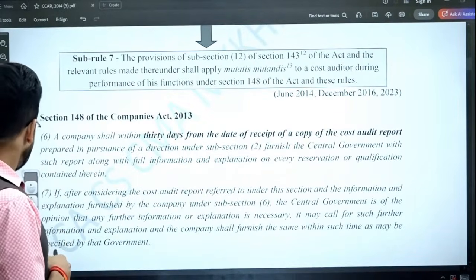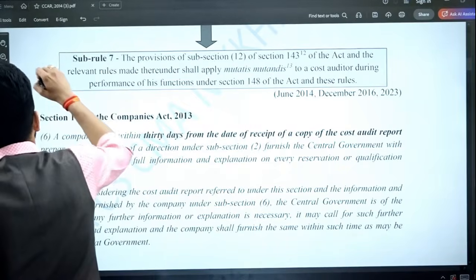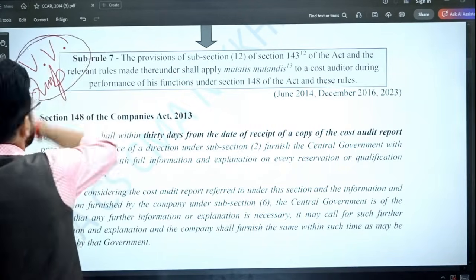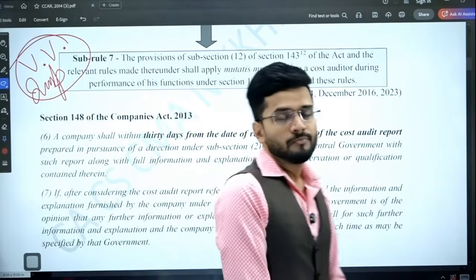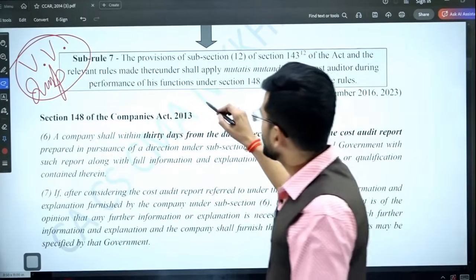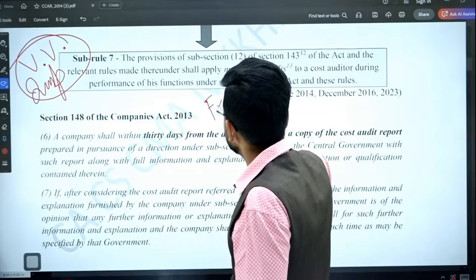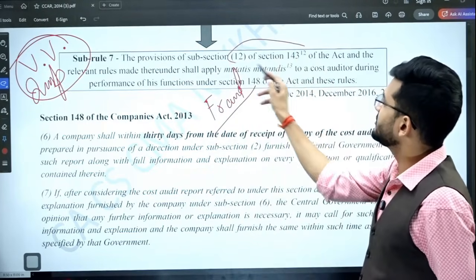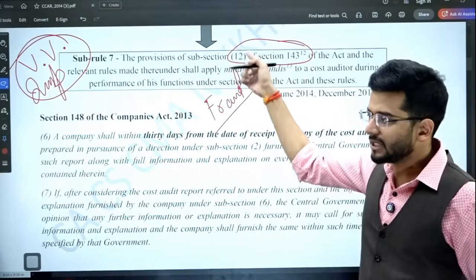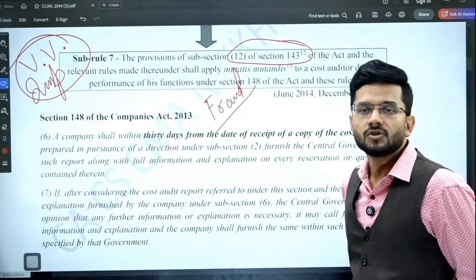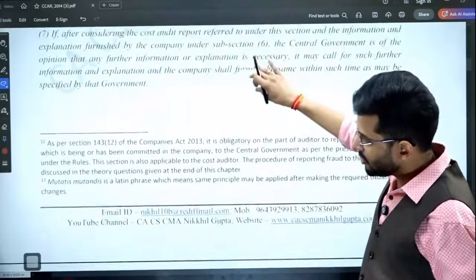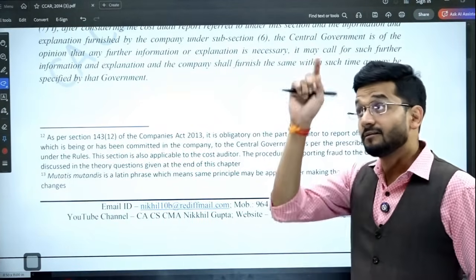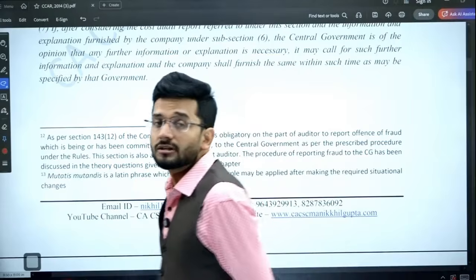Sub-rule 7, the provision of subsection 12 of 143, very important. We had studied in our chapter 1 also, basics also, and over here also. So the rules related to fraud, if any fraud has been unearthed, rules related to fraud, section 143(12), they are applicable for cost audit also. So if the cost auditor has found out some fraud and the fraud is above a particular threshold, then direct reporting is required to be done to the ministry.